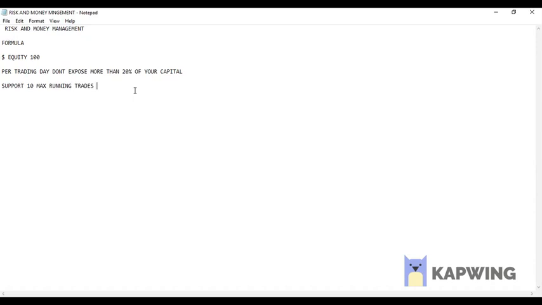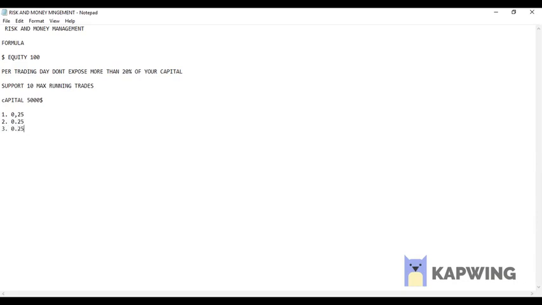Does it make sense? Yeah. But then I have a question there. If I can have 10 running trades and only expose 20%, that means that for that 100 from the 5,000, where the stop loss lot size is 0.25, do I divide that 0.25 by 10, or is each of those 10 trades going to be 0.25 lot size? Yes, each of those trades is going to be 0.25.